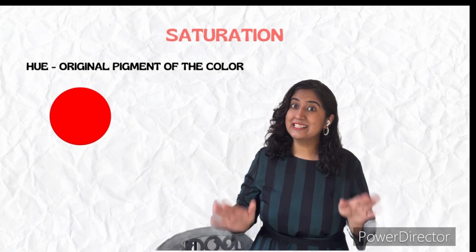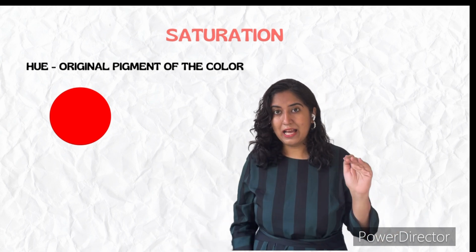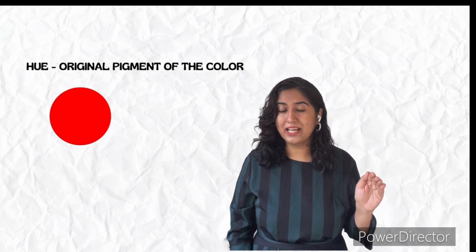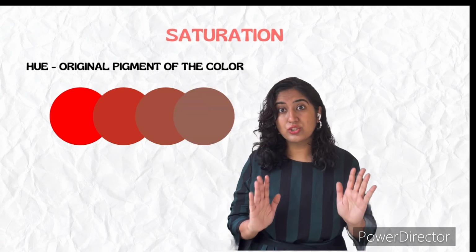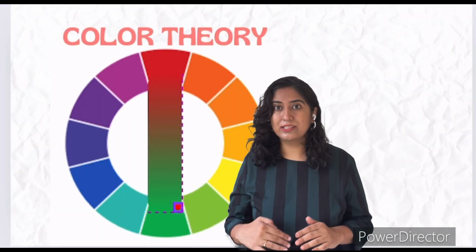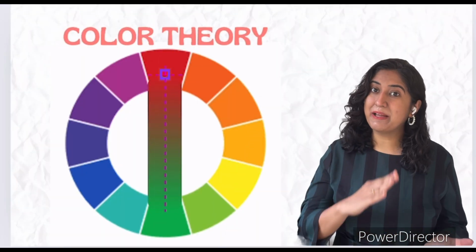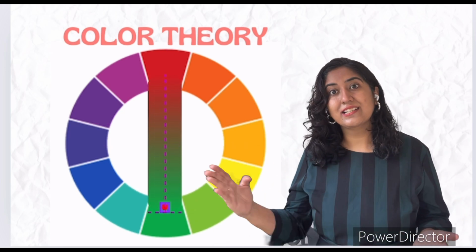Saturation is the intensity of that color. Look from left to right. I am putting a color red which is highly saturated on the left side, and then I start reducing its saturation. The trick to reduce saturation of any color is to mix the opposite color into it. So the complementary color for red is green. If I mix red with green, it will start becoming less and less saturated.